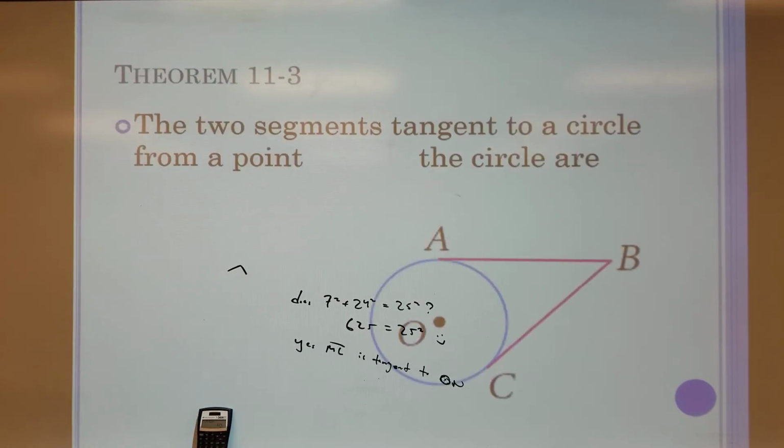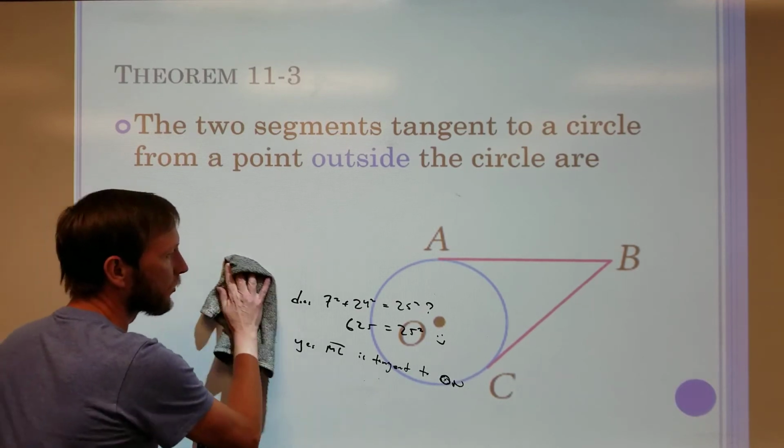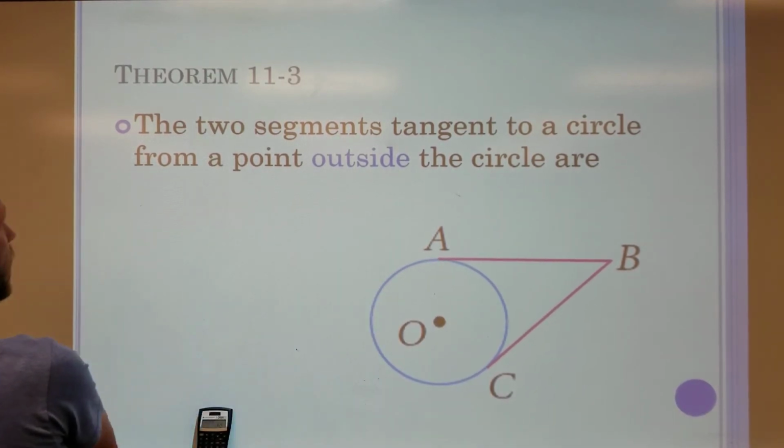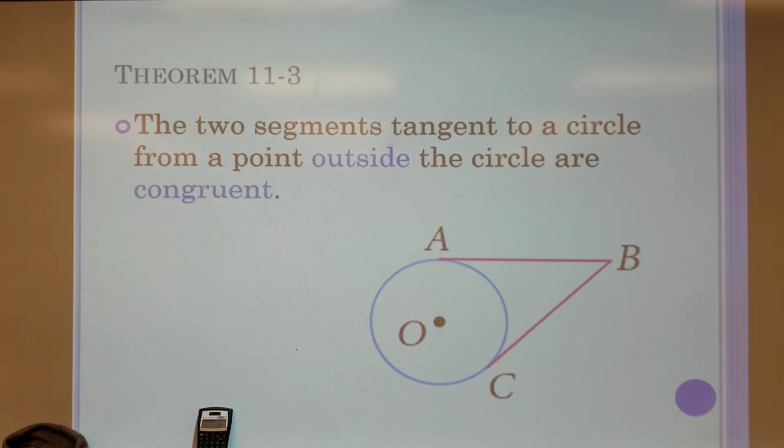All right. I think there's one more. Oh, there's two more of these. We got a couple slides here. Again, pause the video as you need if those examples go too fast. The two segments tangent to a circle from a point outside the circle are congruent.